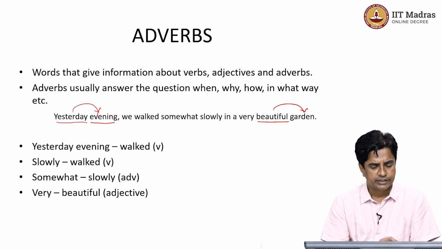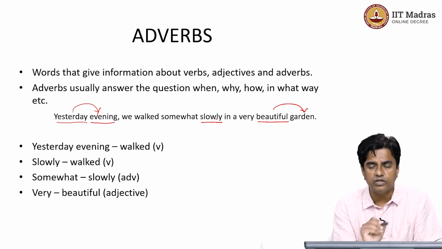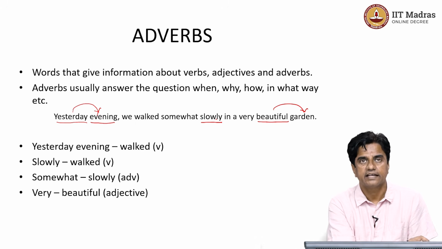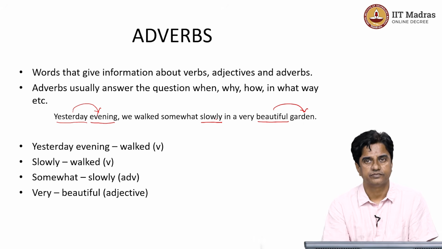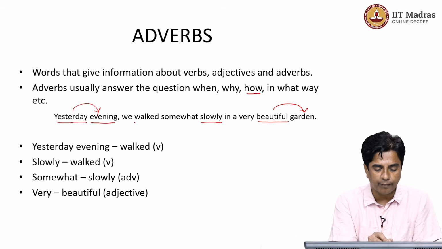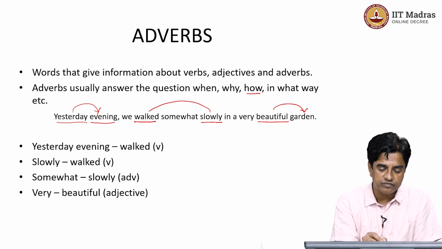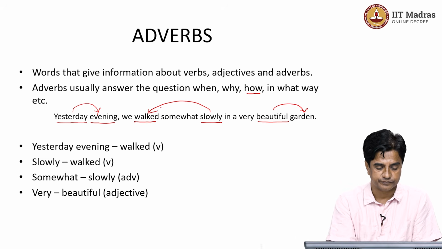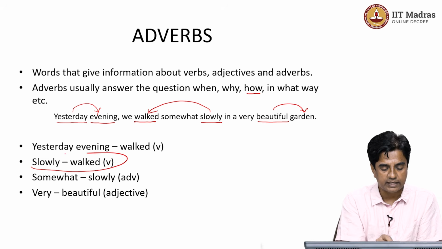But we walked somewhat slowly. That is, we walked slowly. What is this word slowly doing in this sentence? This tells you how we walked. So it's answering the question how about walking. So this is an adverb to this verb walk. As you can see here, walked is the verb and slowly is the adverb.